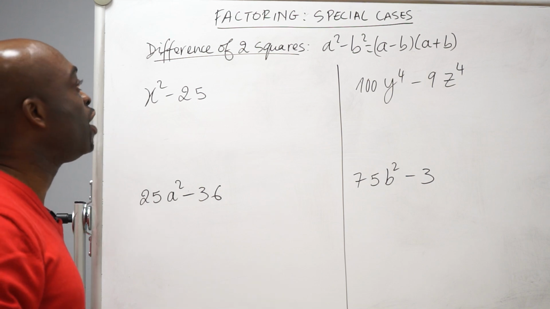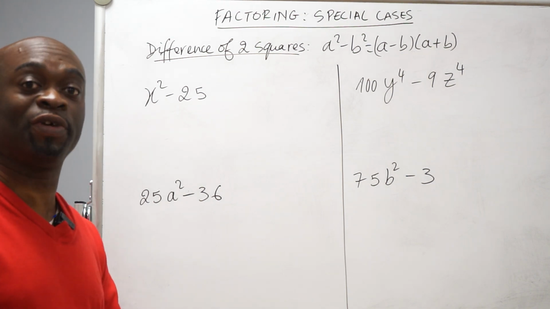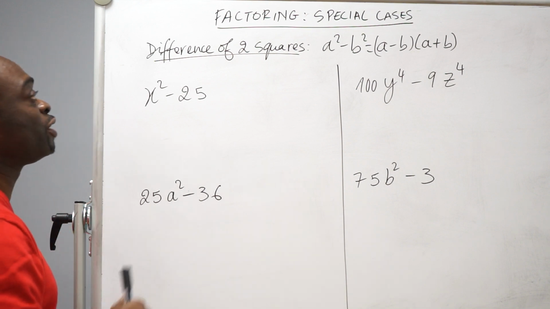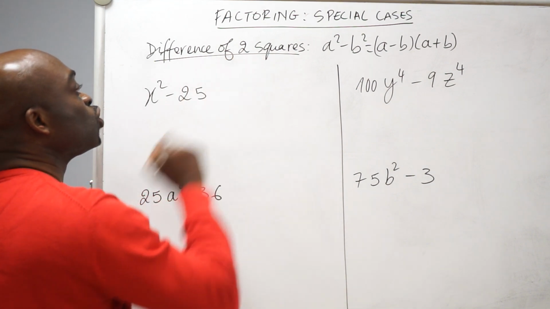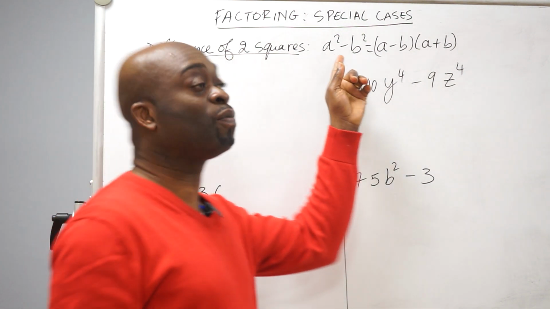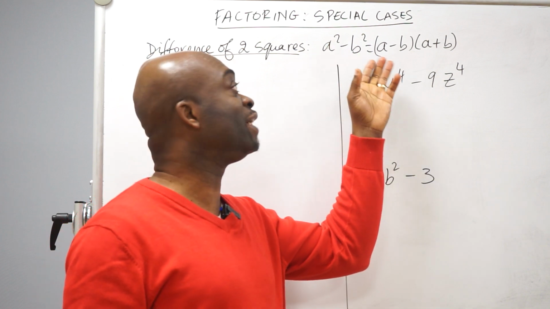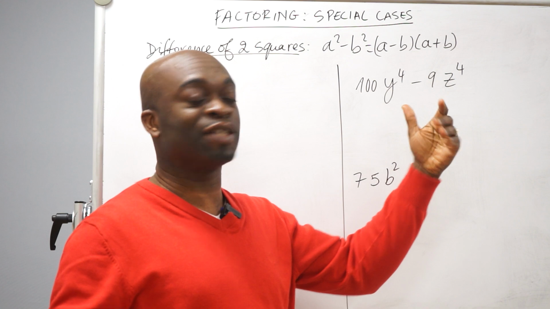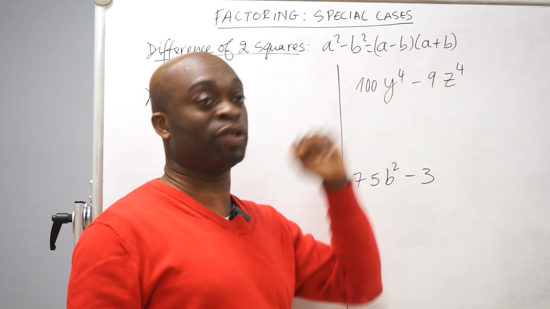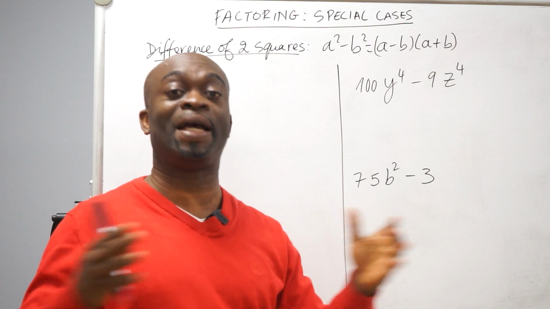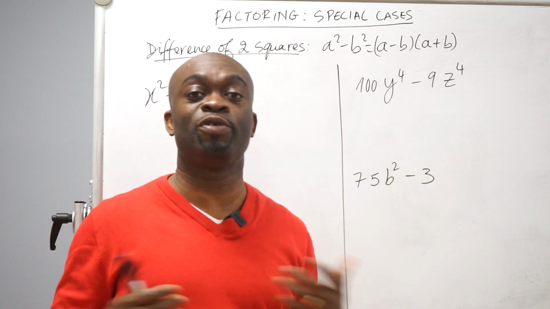Ladies and gentlemen, we are in the special cases of factoring here. When you factor special cases, the one we're going to deal with is the difference of two squares. When you end up with a format of a squared minus b squared, then your answer will be a minus b times a plus b. That means you expand it. Factoring is all about expanding the expression that you're dealing with.